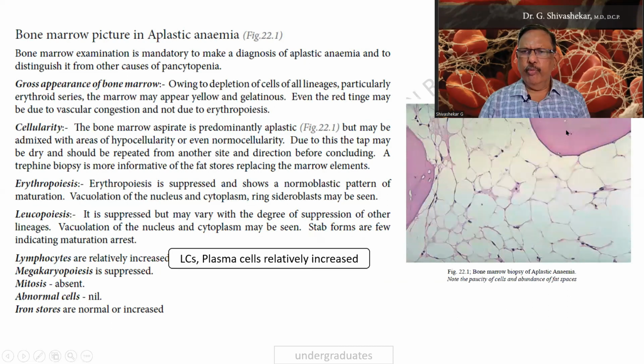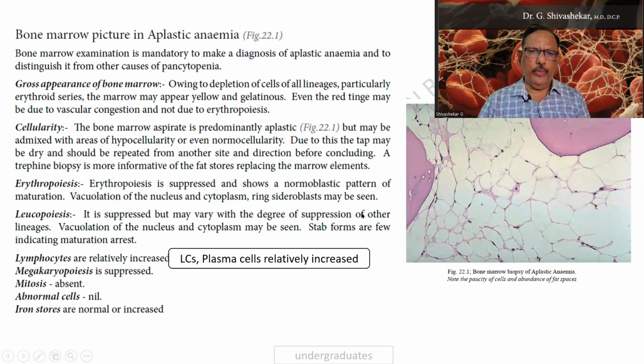These are the bony trabeculae. In gross appearance, it will appear more yellowish than reddish because the erythroid precursors are not seen. Cellularity is hypoplastic or even aplastic. And sometimes we will get what is called a dry tap.